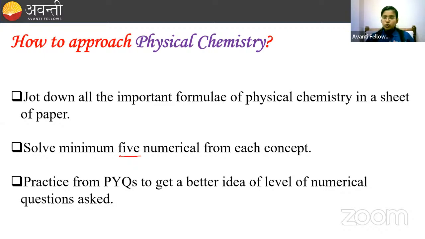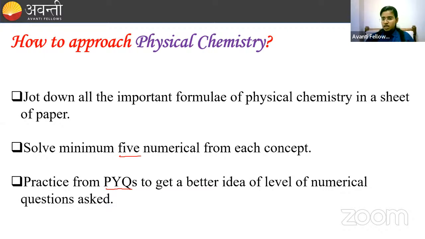So after doing this, you need to go for the previous year's questions. Practice from previous year's questions to get a better idea of the level of numerical questions asked. If you solve these previous year questions, you will understand what type of question is being asked from the particular lesson. Okay, so this will help you to get good marks in physical chemistry.